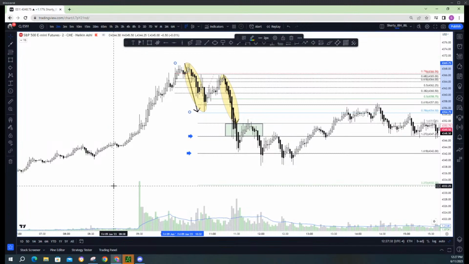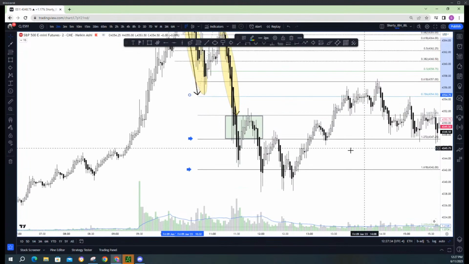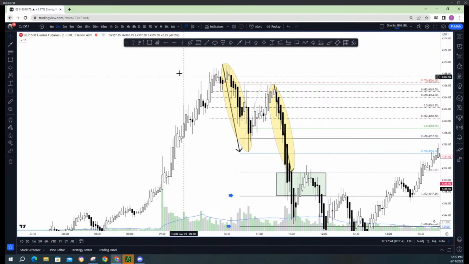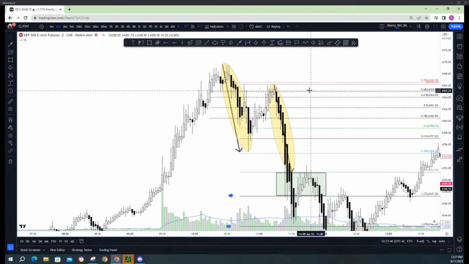In this situation, you might have got stopped out on the initial short, but you probably wouldn't have been stopped out on this one. If you're going to short the golden pocket here, you can't just put the stop right above it, honestly. If you're using fibs, you have to use the proper fibs. 78.6 is the stop loss for this golden pocket.